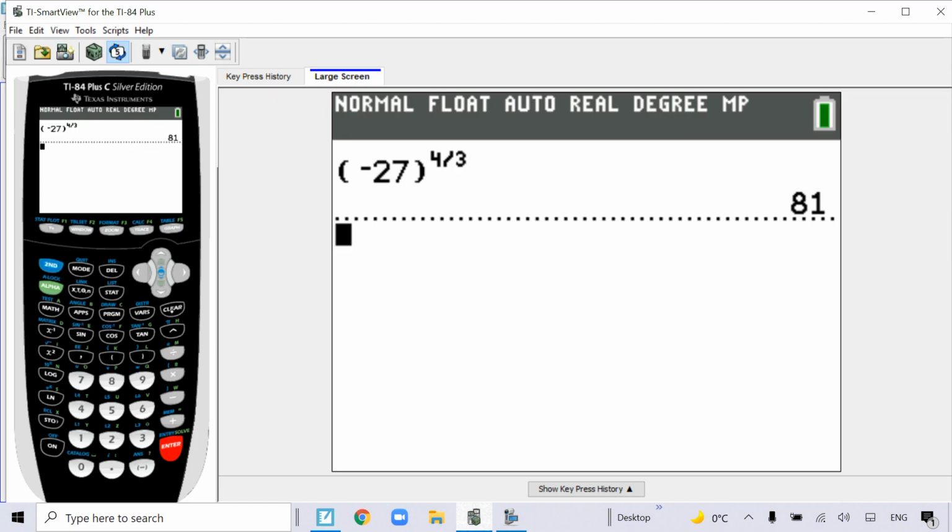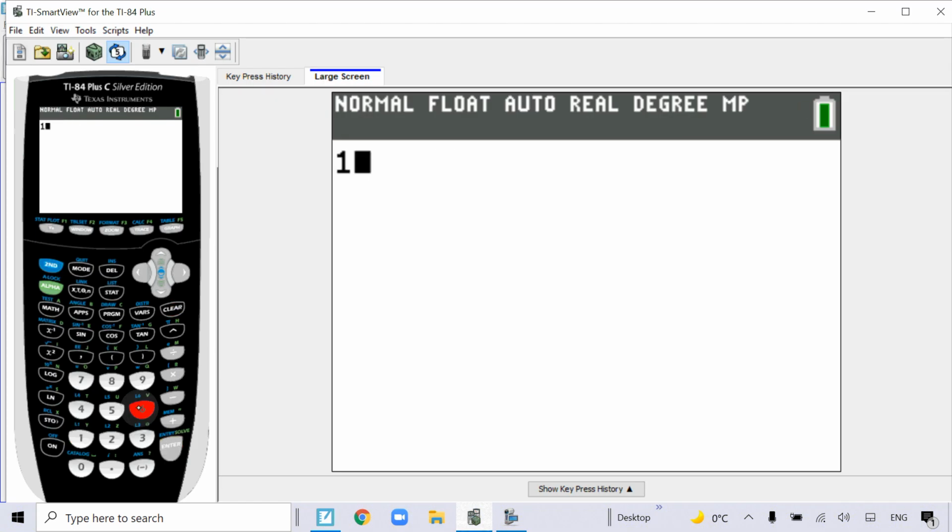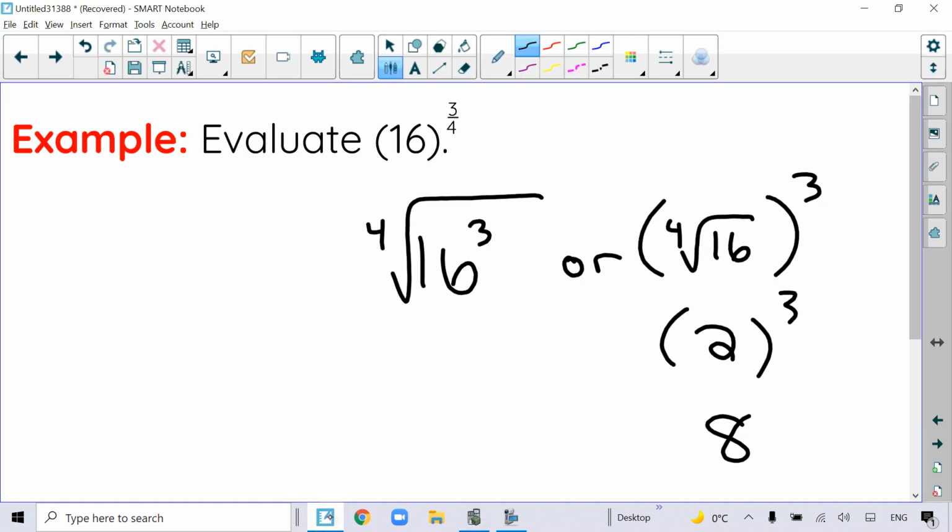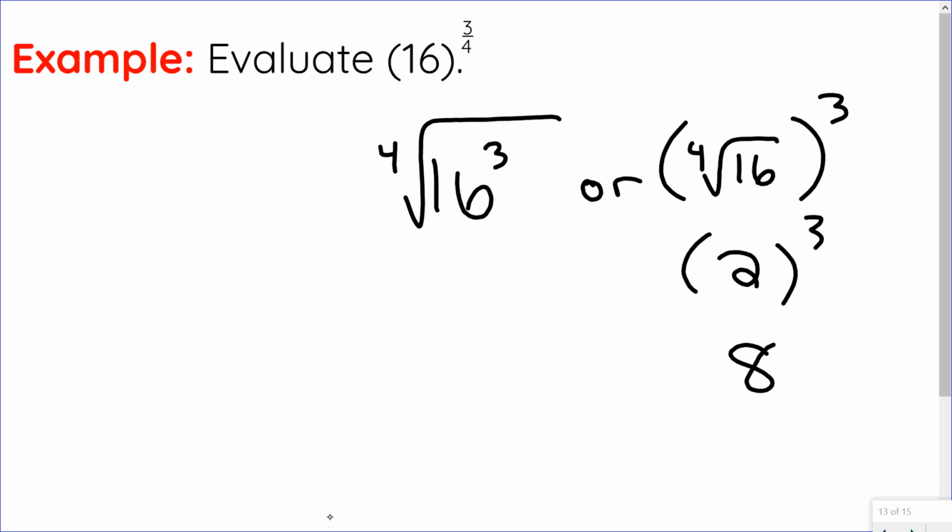So go over here and we'll try. So 16 to the exponent of 3 divided by 4, and I get, yes, 8. So I know that it works. So that shortcut is something that you are free to use as well.